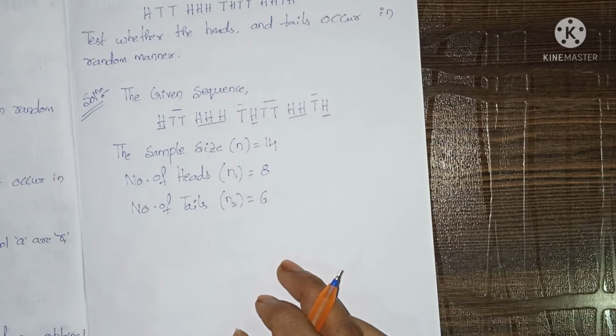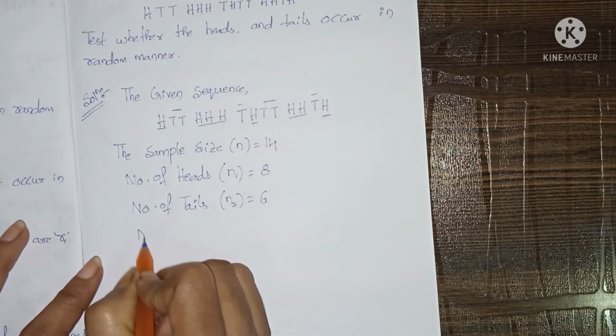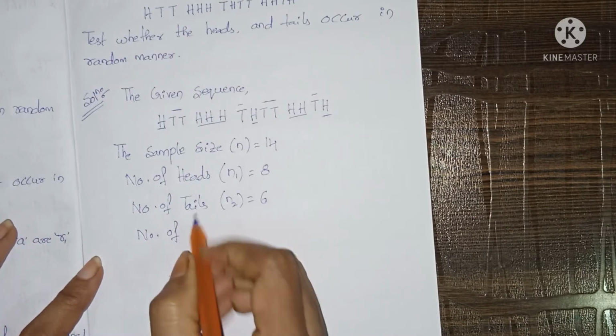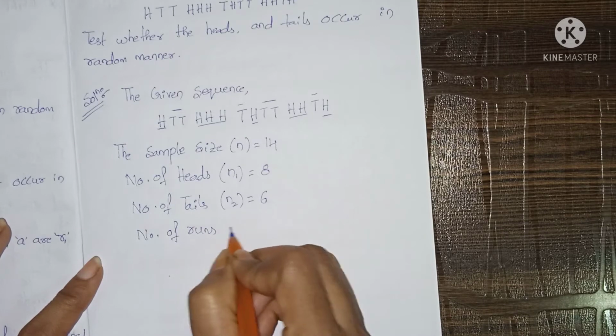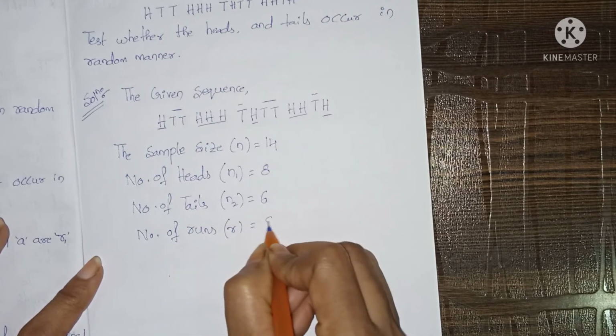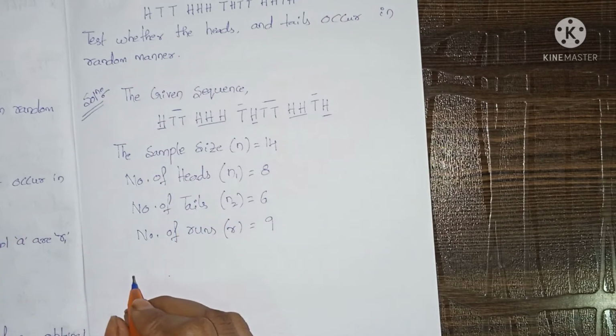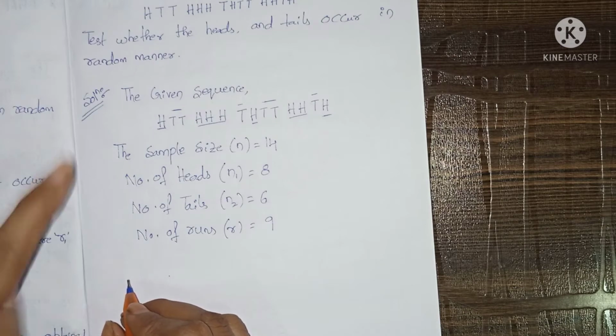Runs are denoted with R. So the number of runs is denoted with R, and that equals 9.